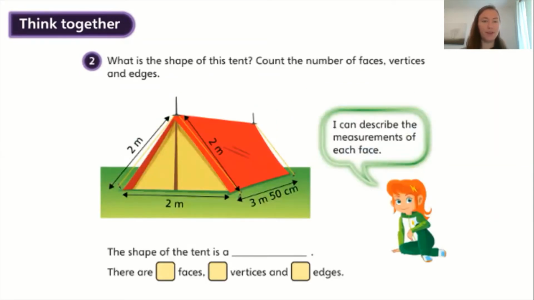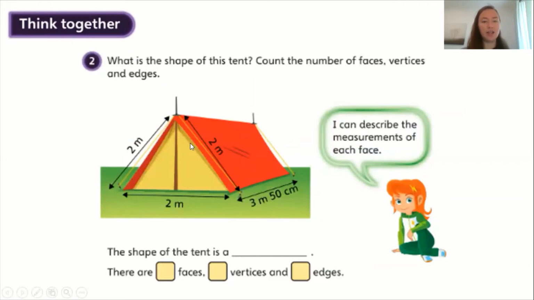Question 2. What is the shape of this tent? Count the number of faces, vertices, and edges. So we've talked a little bit about faces already. A face is a flat side of a 3D shape. Vertices you will have talked about when you were in year 2. A vertex is the name for a corner on a 3D shape where 2 or more edges join.